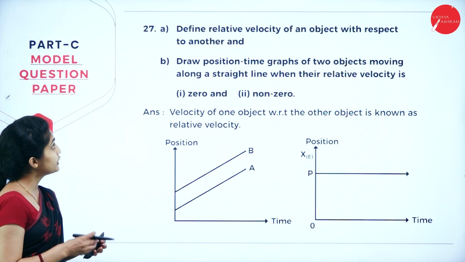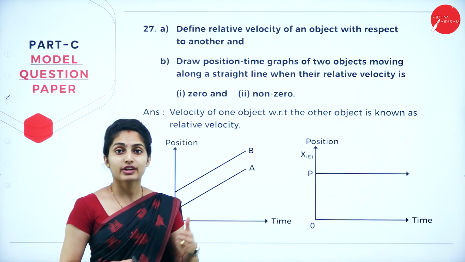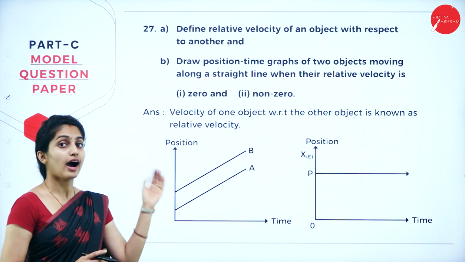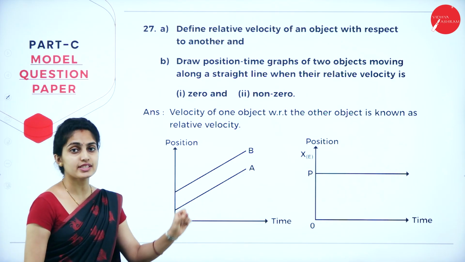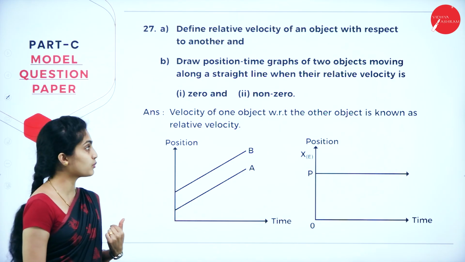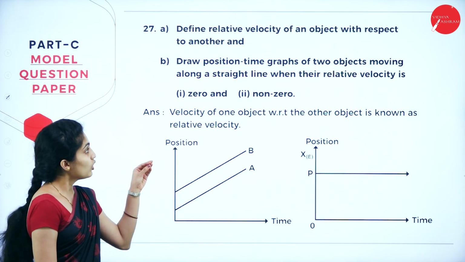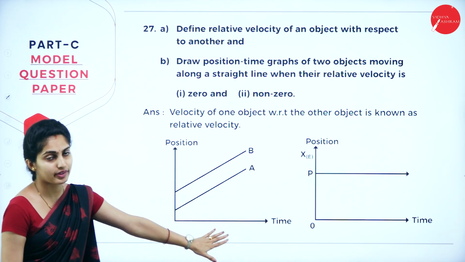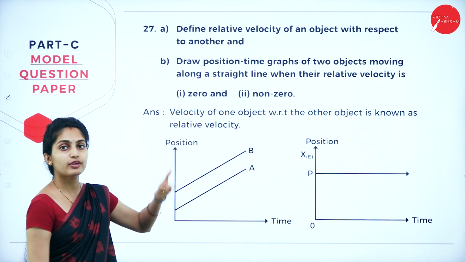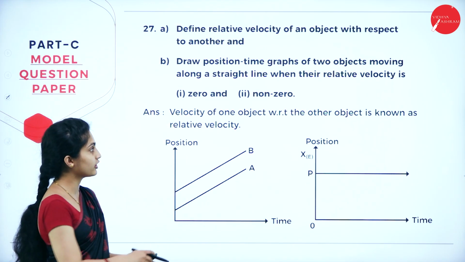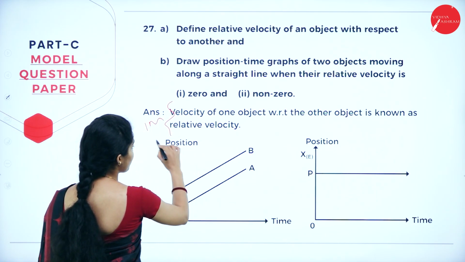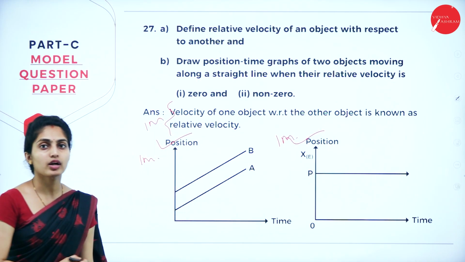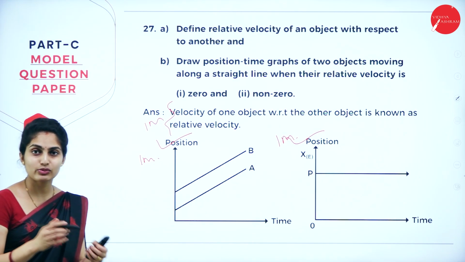Next, let us move to define relative velocity. First, we have to define what is meant by relative velocity of an object with respect to another, and you will have to give the position time graph for 2 objects moving in a straight line when their relative velocity is zero and non-zero. So this will be the graphical representation, and the answer for what is meant by relative velocity is given here. This consists of 1 mark. The first graph is for 1 mark and the second graph is for 1 mark. So we have 3 marks in total from this question. That is the 27th question.